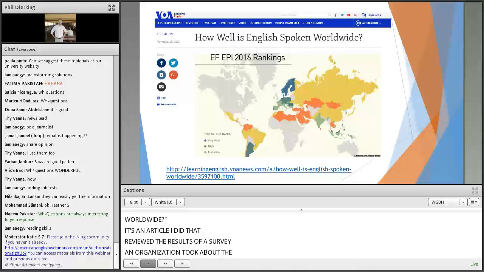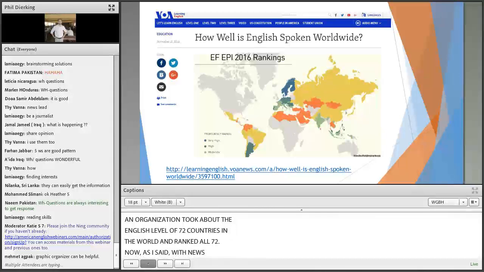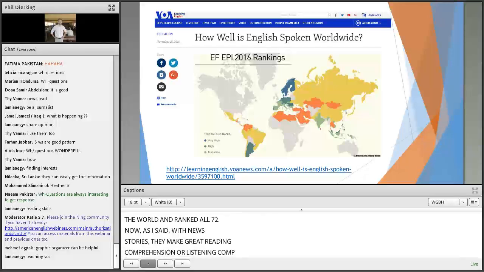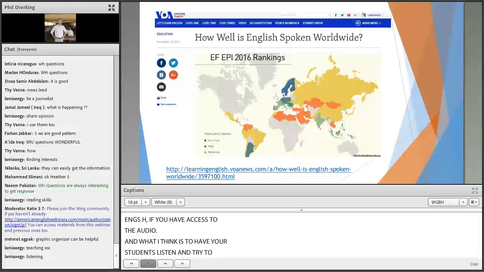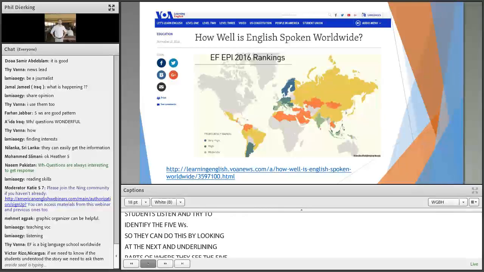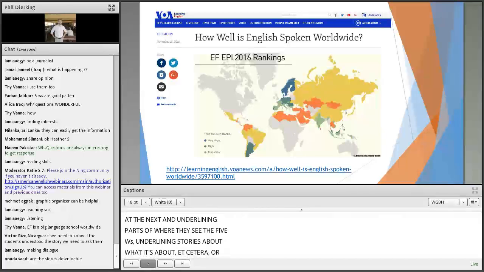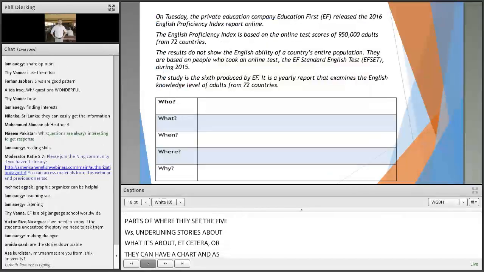Now, as I said, news stories make great reading comprehension or listening comprehension if you have access to the audio. And what I think is really helpful is to have your students listen and try to identify the 5 W's. They can do this by looking at the text and underlining the parts where they see the 5 W's, underlining who the story is about, what it's about, etc. Or they can have a chart where they can listen and then as soon as they hear the answers, they can put it in the chart. So here's an idea of what I was thinking.